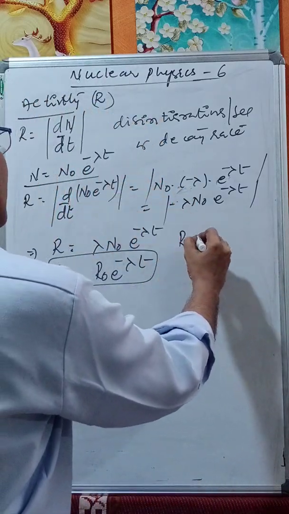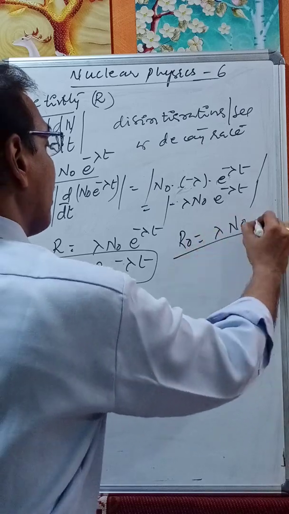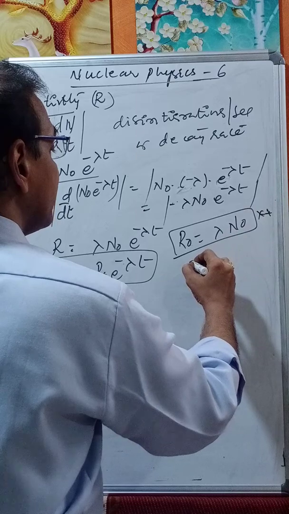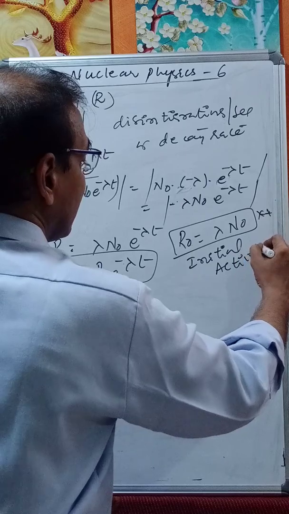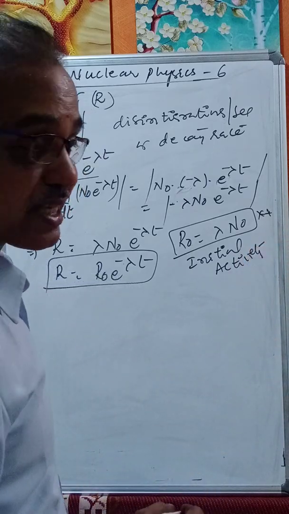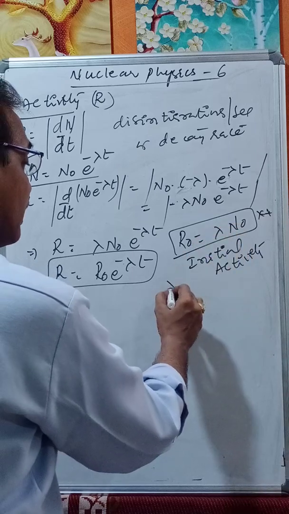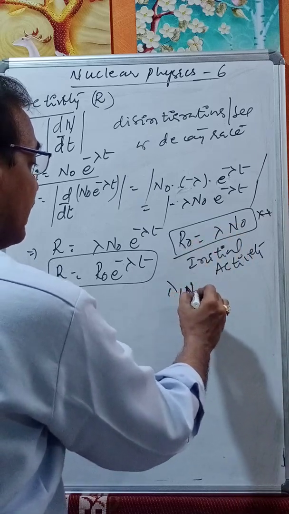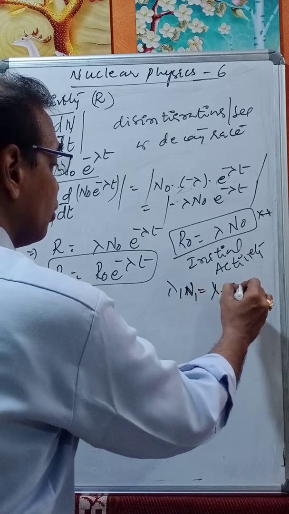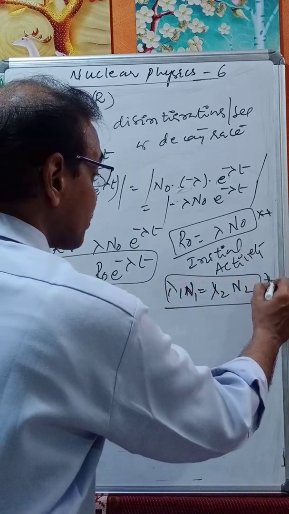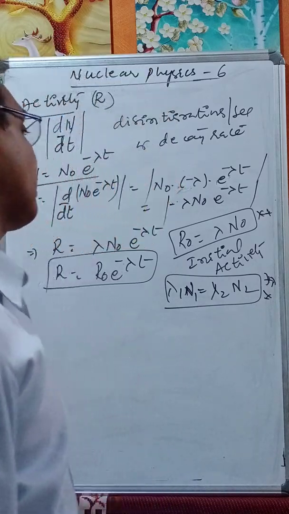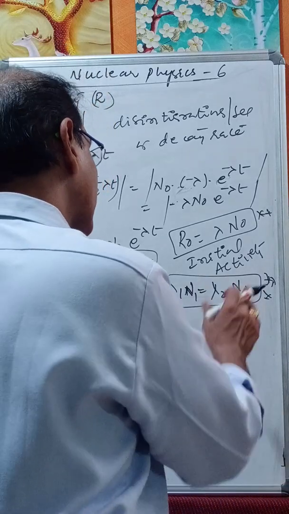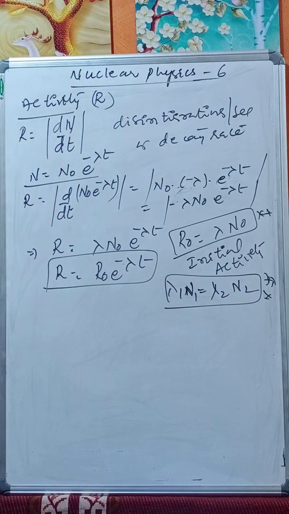Here, what is R naught? R naught is equal to lambda N naught. Very important one, it is called the initial activity. Many problems come on this one. Lambda is a constant. Lambda 1 N1 is equal to lambda 2 N2. This is also very important. You can do all the problems with this. Lambda is the decay constant or disintegration constant, and N is the number of nuclei. Therefore, lambda 1 N1 is equal to lambda 2 N2. This is a very important equation.